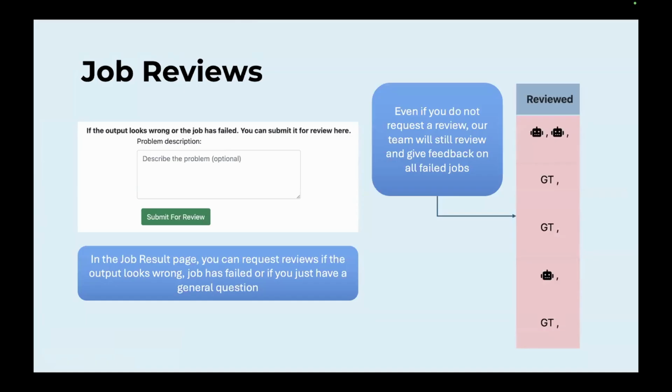What truly sets the EM server apart is the manual review system. If a job fails or the output doesn't look right, you can describe the issue in this problem description section and click the Submit for Review button. Then the developers will manually check your job and give personal feedback to you through email. Even if you don't request it, the developers will go through all the failed jobs and give personal feedback to you.